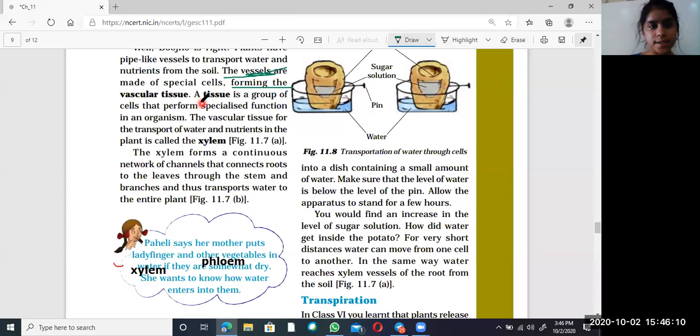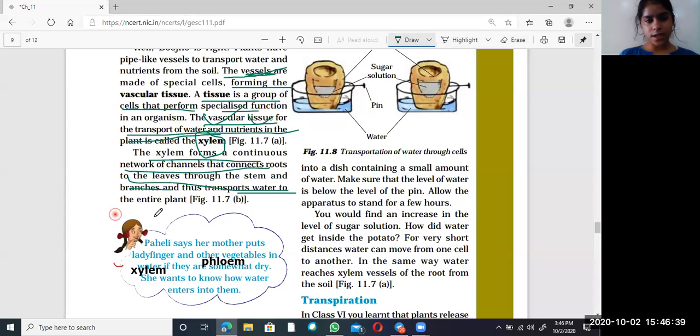Okay, अब पढ़ लो यहाँ से. Tissue is a group of cells that perform special type of function. You all know कि tissue क्या होता है. जब two या ज़्यादा cells combine करते हैं, they make a tissue, and tissue performs a specific function. Vascular tissue transports water and nutrients. Xylem, अब मैंने बताया xylem tissue water and nutrients को transfer करता है. Xylem forms a continuous network that connects the leaves to the stem, branches and transports water.